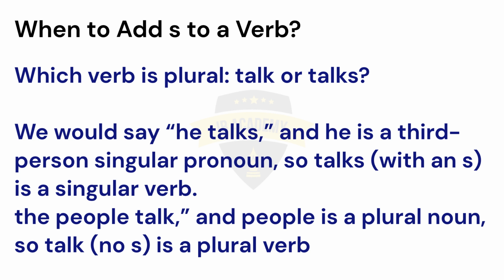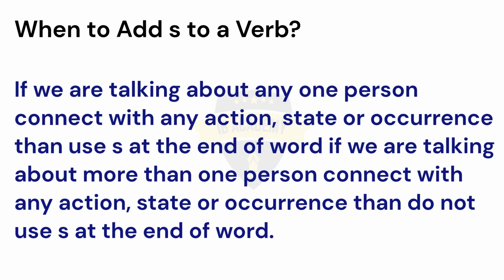The main thing you need to remember here is, if we are talking about any one person, connected with any action, state, or occurrence, then use the letter s at the end of the word. If we are talking about more than one person, connected with any action, state, or occurrence, then do not use s at the end of the word. This is the complete opposite of singular and plural, because there we talk about name, thing, location, etc.